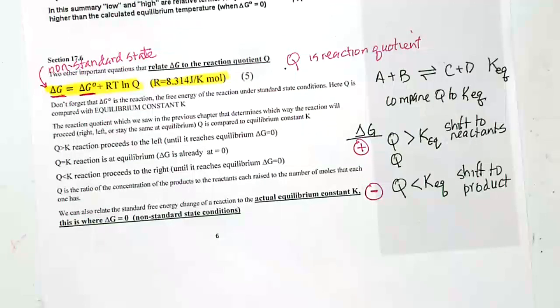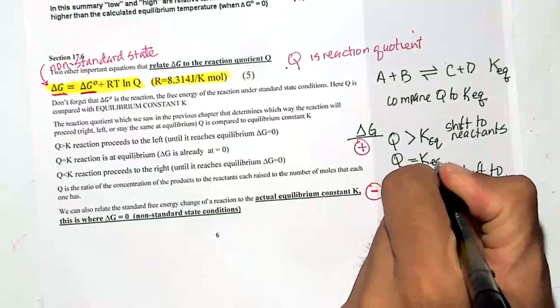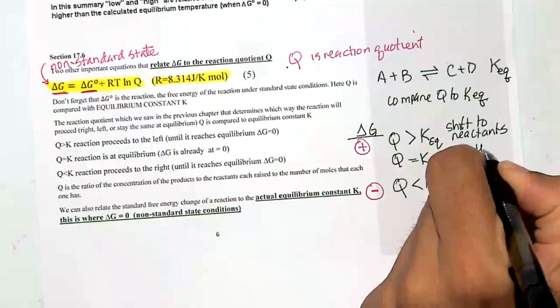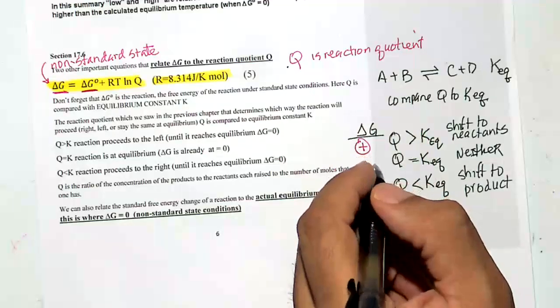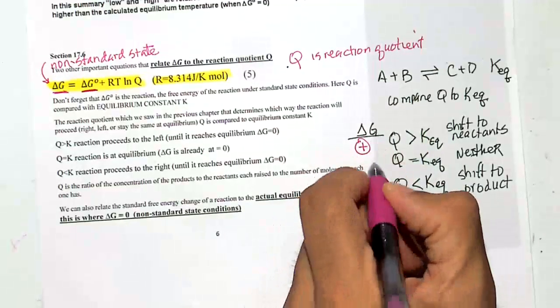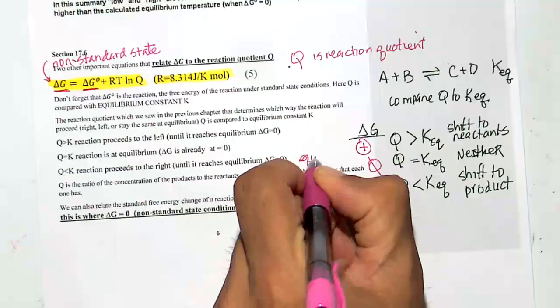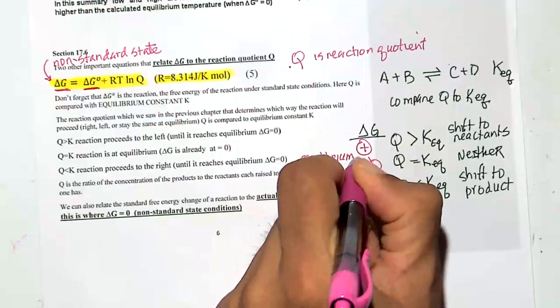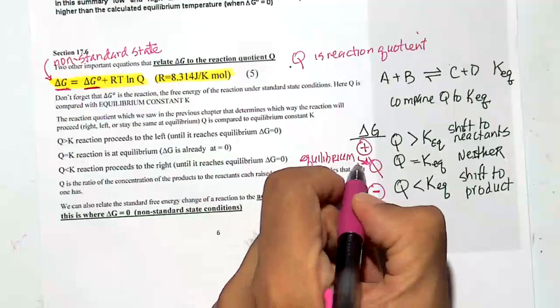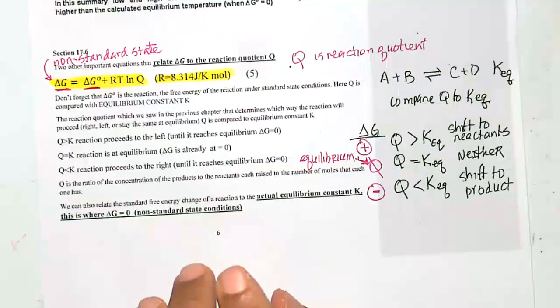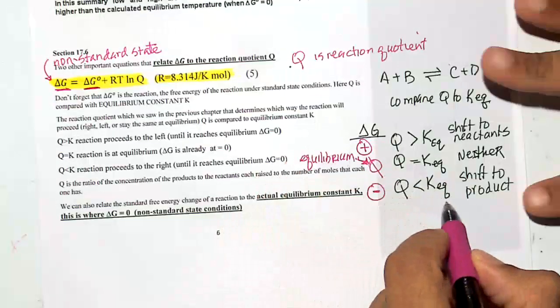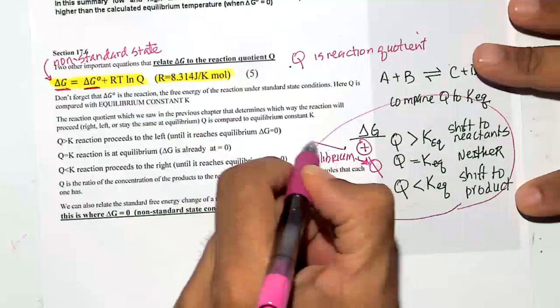Very good. And then finally, if Q is equal to K, it's going to shift neither. Your delta G is neither positive nor negative, it's just zero. And this is an equilibrium, where your delta G is equal to zero. It's not favoring the reactant side, it's not favoring the product side. So all of this goes to this equation right here.